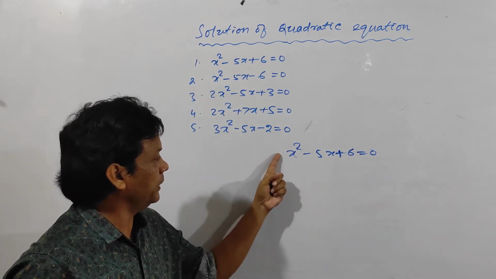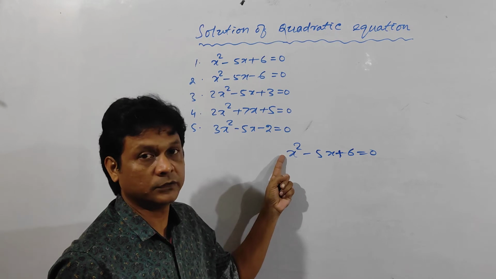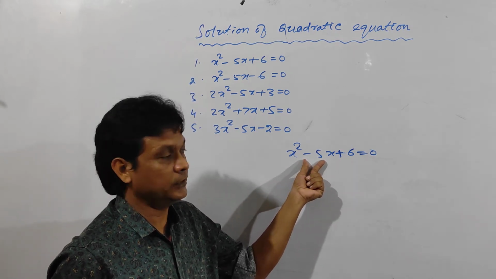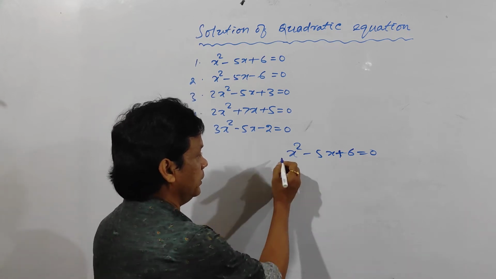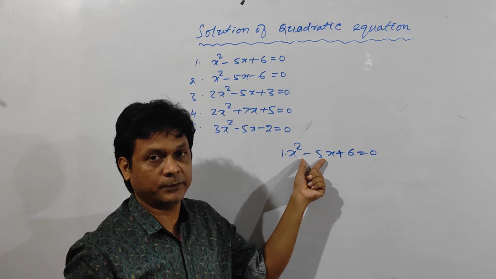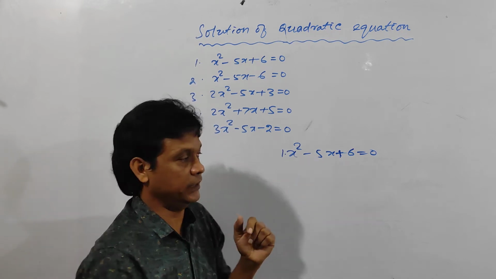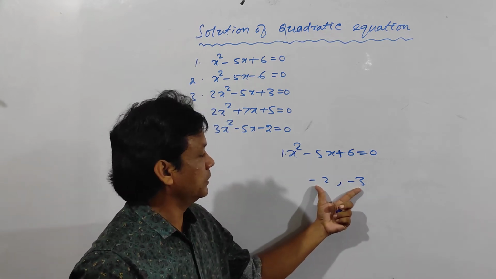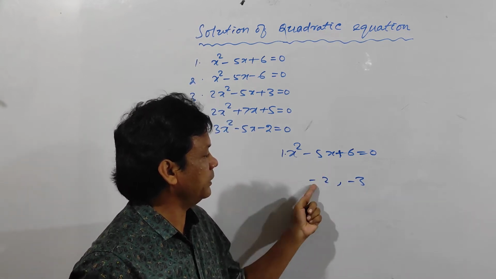That means the product should be 6 here, and the sum should be minus 5. The product should be 6 into 1, here it is 1. So 6 1 is 6. And the sum should be minus 5. That means minus 2 minus 3. Here the sum is minus 5 and the product is 6.